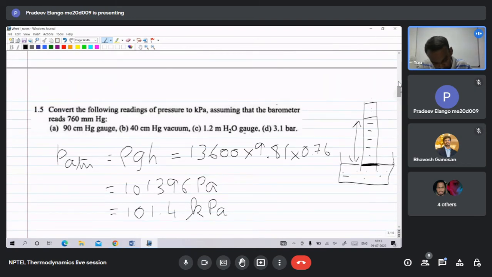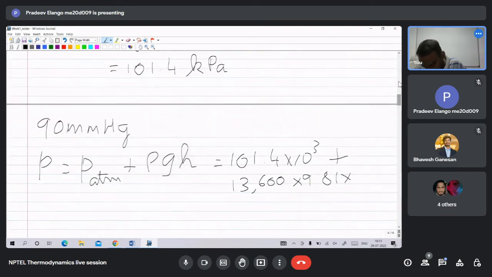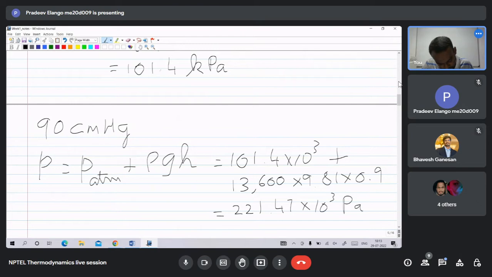which is 90 centimeters. So we have 0.9 meters. So adding this up, we get 221.47 into 10 power 3 pascals. So this can be written as 221 kilopascal.